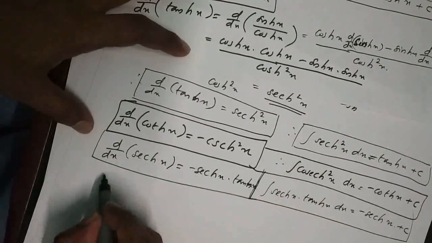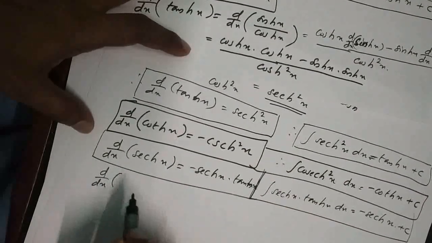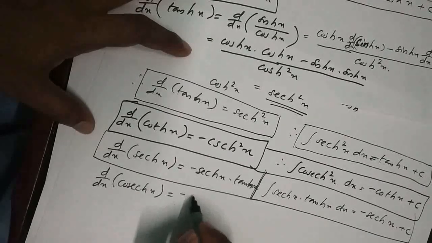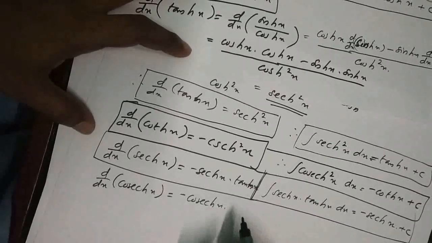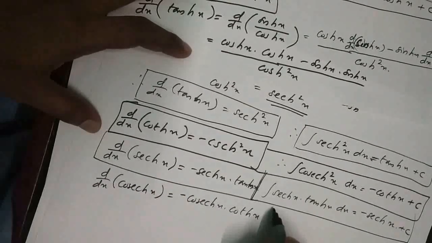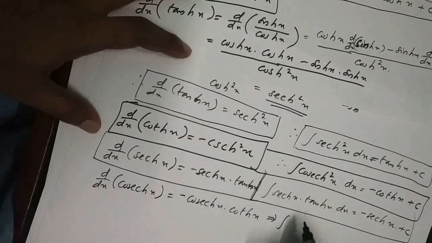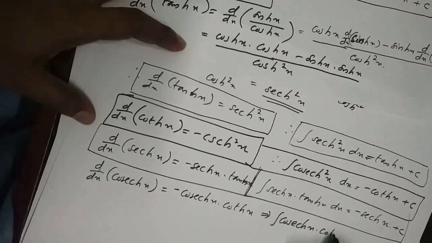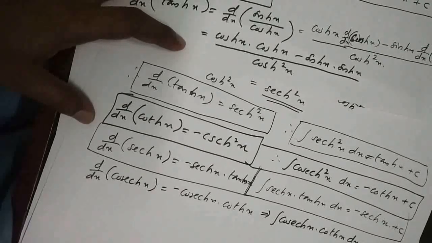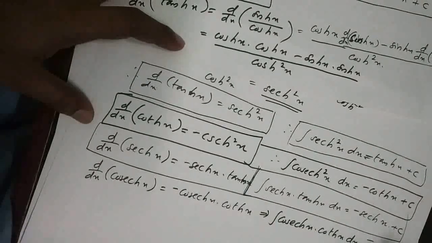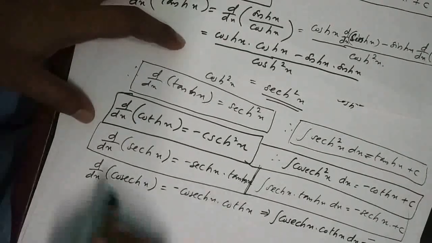Next one is d by dx of cosech x, which is equal to minus cosech x into coth x. So this implies the integral of cosech x coth x dx is equal to negative cosech x plus c. Okay.